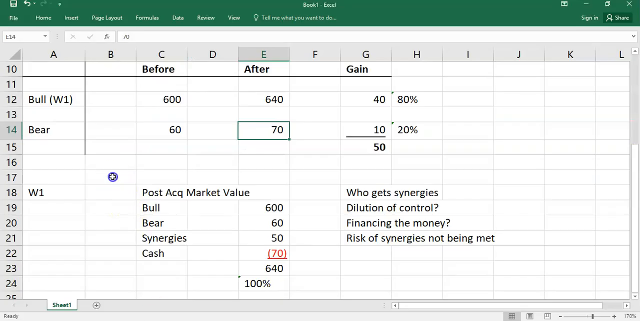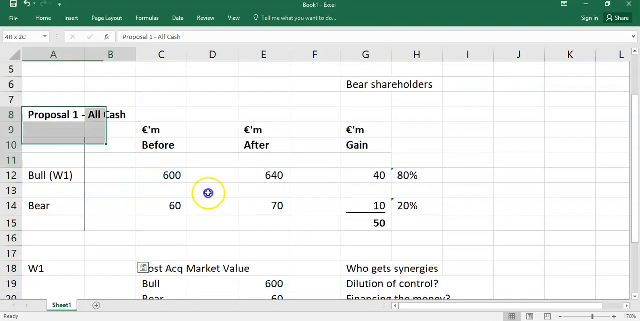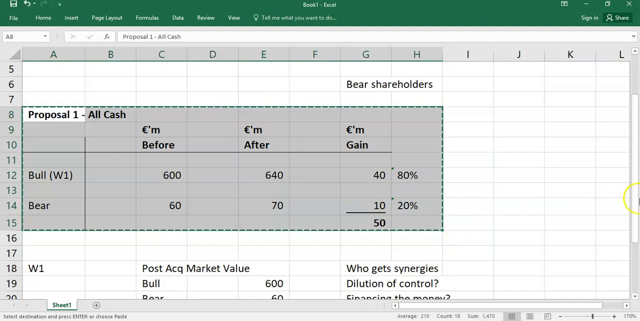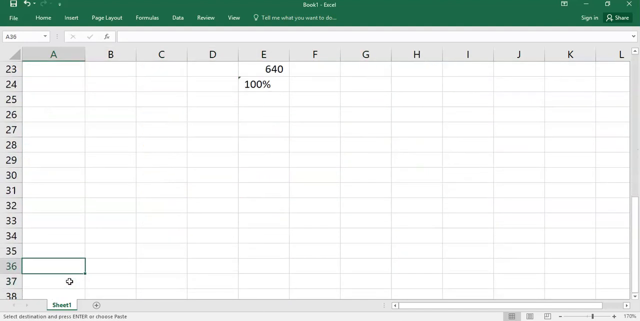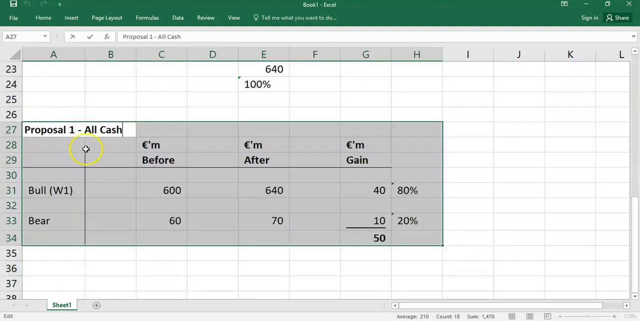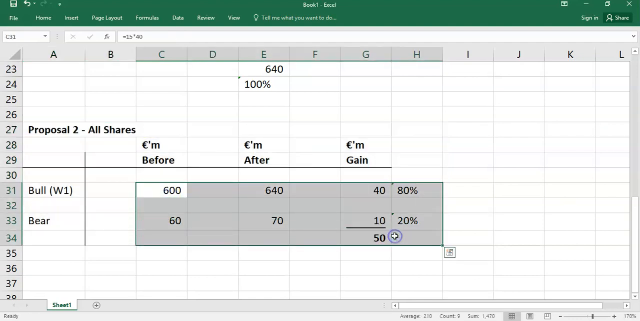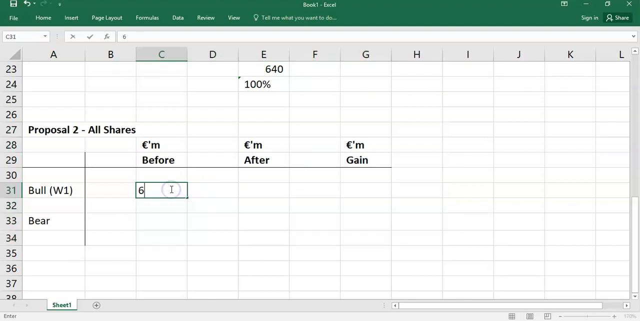Alright, so that's the first deal where you're looking at proposal 1, which is all cash. Then let's look at proposal 2, which is now all shares. So it's a different transaction. Proposal 2, all shares. And again, we're looking before and after. So before doesn't change, 600 million and 60 million. Let me just put there, working one is going to be both of them.